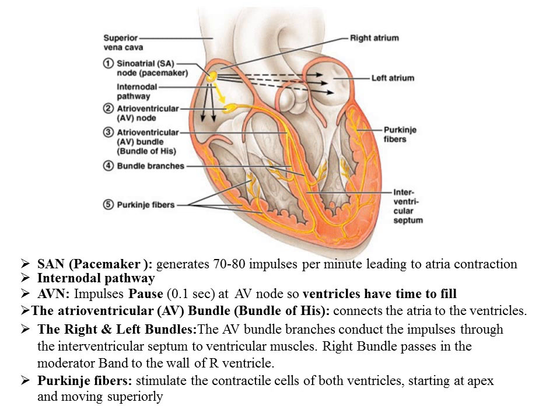The AV bundle branches conduct impulses through the interventricular septum to the ventricular muscles, ending with the Purkinje fibers to give the contractility of the ventricles. The right bundle passes specifically here, distinguishing the right ventricle, from the interventricular septum. It will be passing to the anterior wall of the right ventricle through what is known as the moderator band.